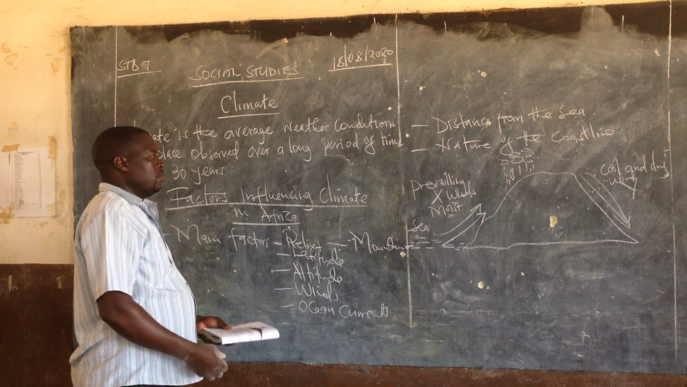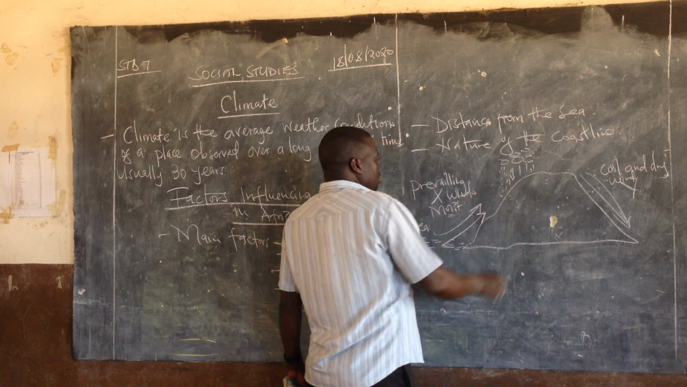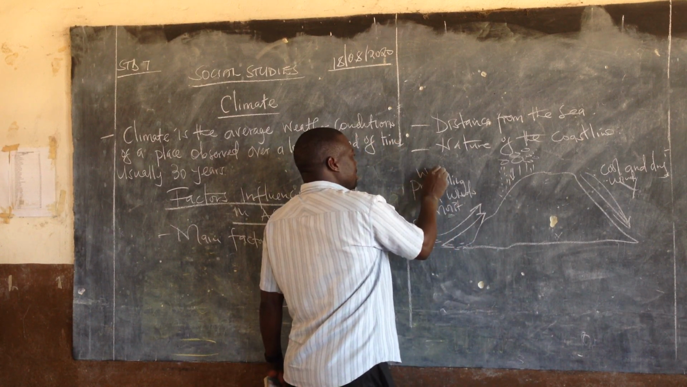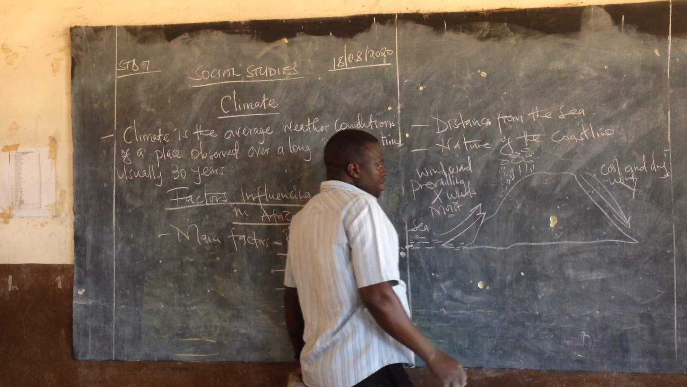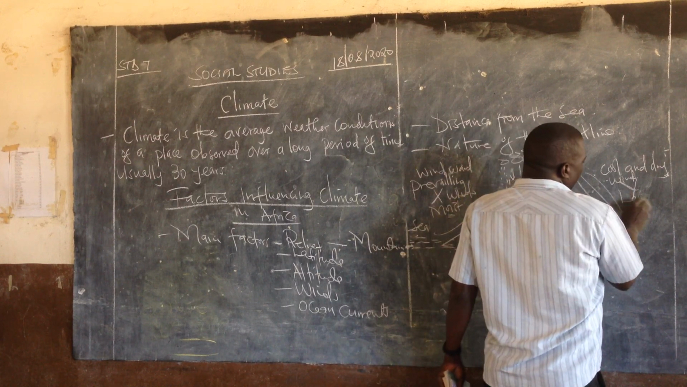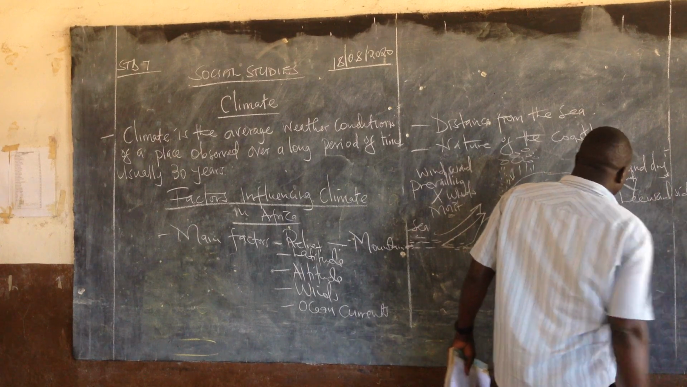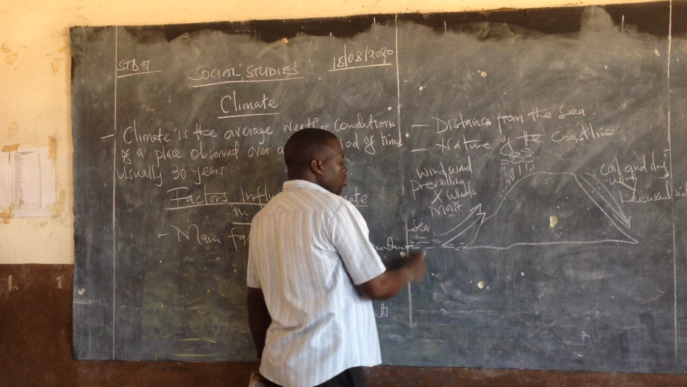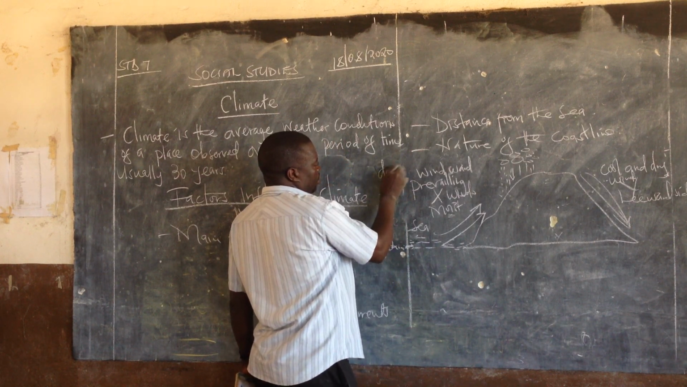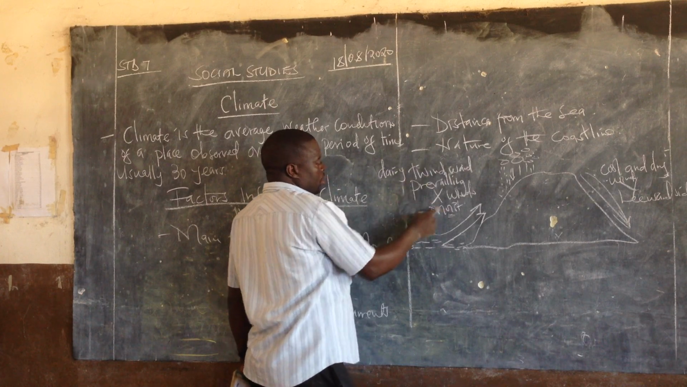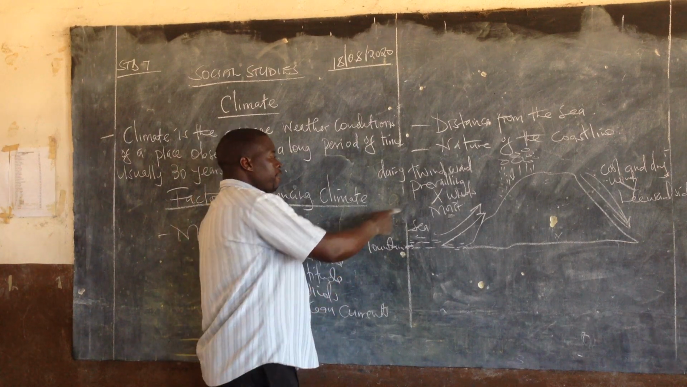If you look at that diagram, this side we have rain. So this is called the windward side. Then this side is called the leeward side. What happens on this side? We can talk of 1, dairy farming; 2, cash crop farming: tea, pyrethrum, coffee.